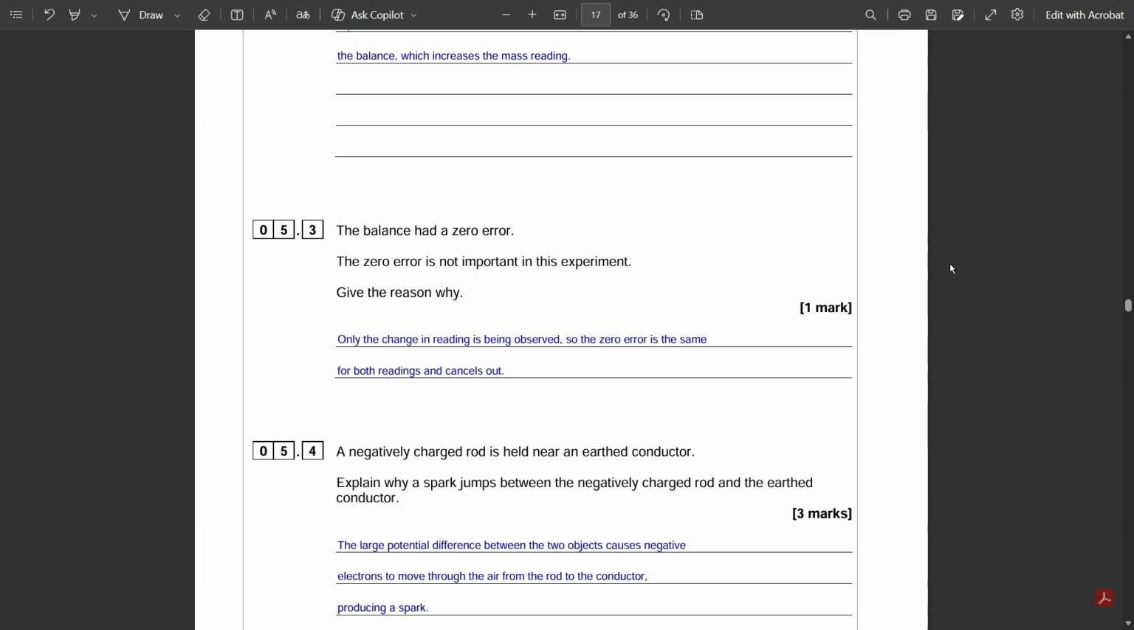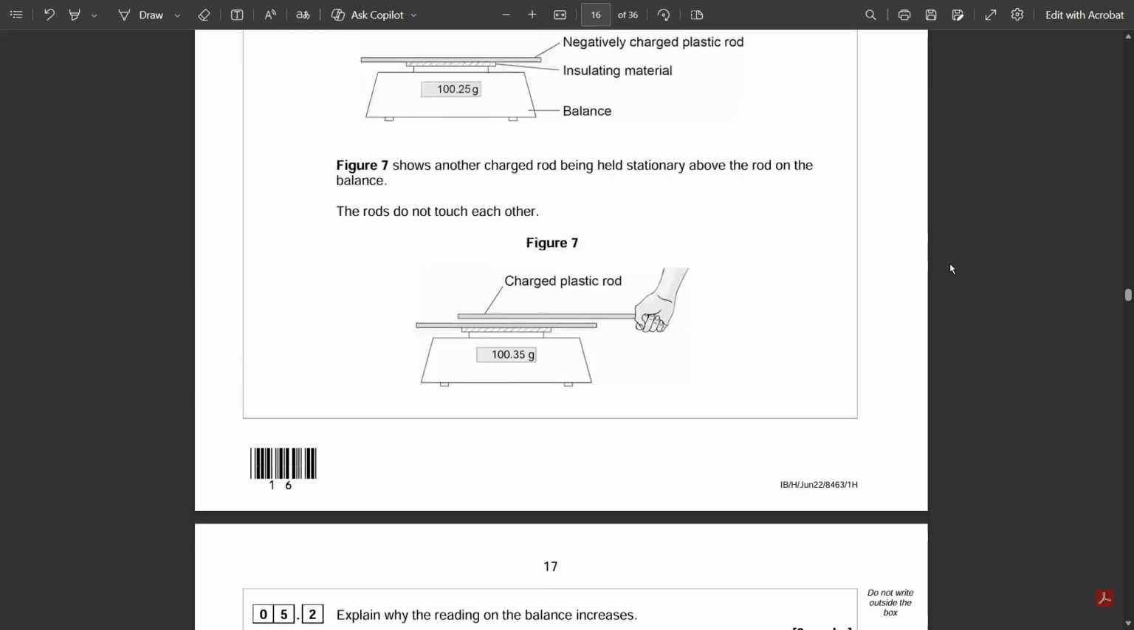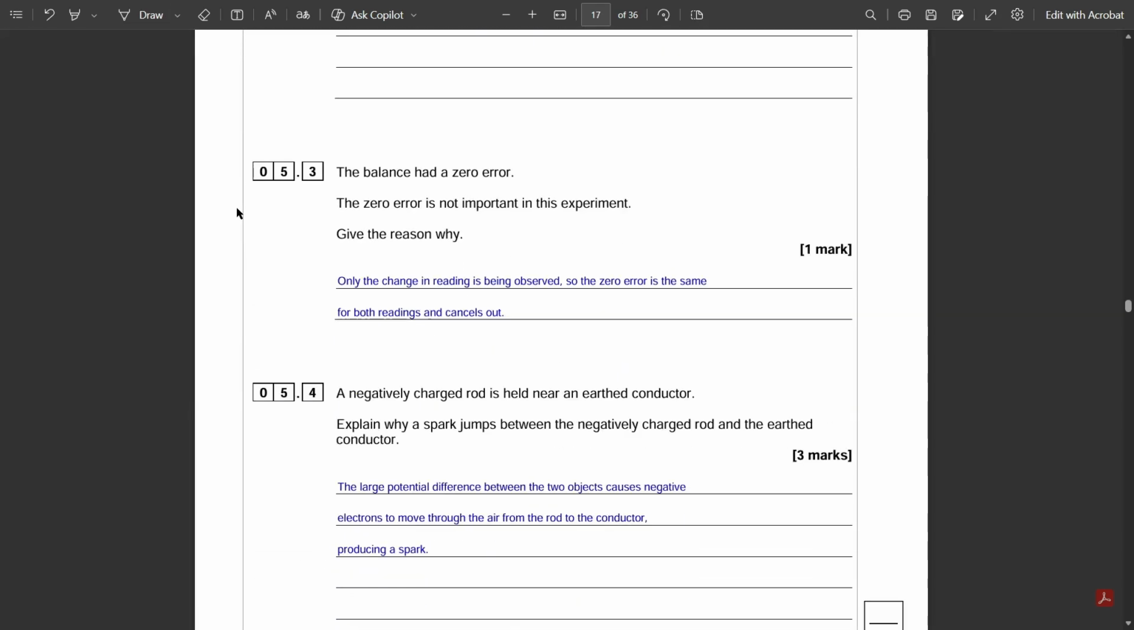And we're told that the balance has a zero error, and we're asked to explain why the zero error is not important in this experiment, and we're asked to give the reason why. Well, only the change in the reading has been observed. So the zero error is the same for both readings and cancels out. So if you're measuring the change, let's say there's a zero error of plus 1 gram here and plus 1 gram here, the change is still the same no matter the zero error, just meaning that the zero error cancels out, as I just said.